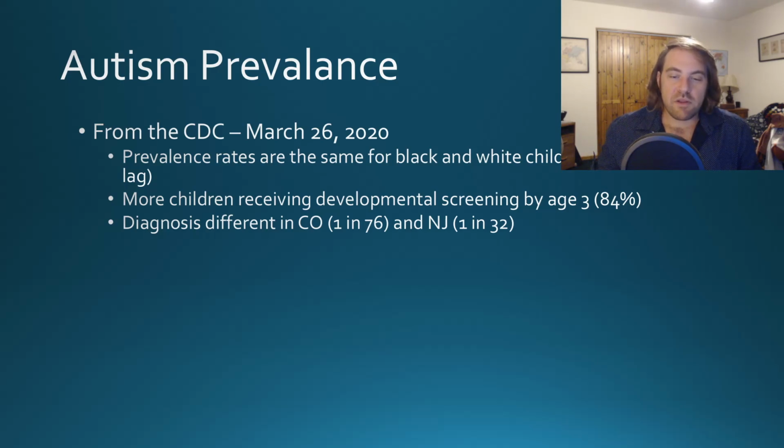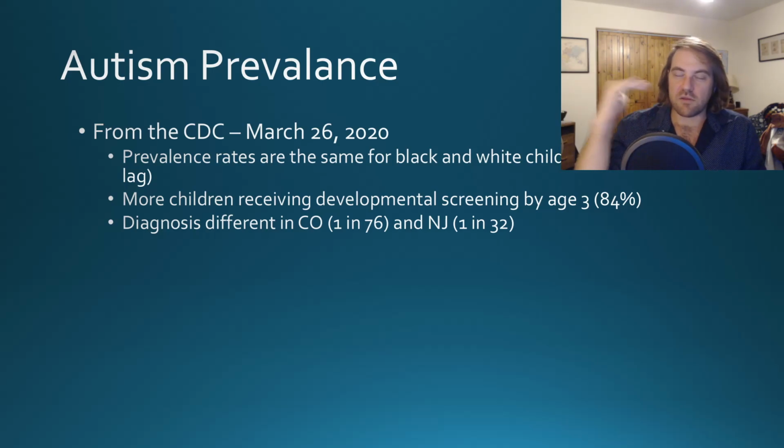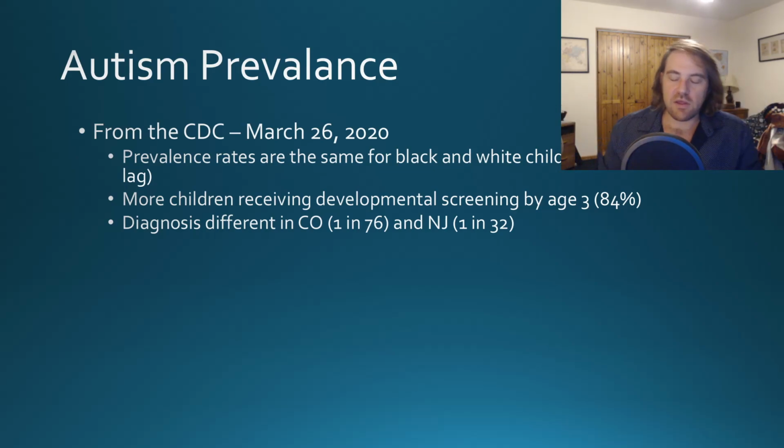More children are receiving developmental screening by age 3. That's obvious from what we just talked about: if all different races' prevalence rates are equalizing, they're not equal yet, but they're equalizing, then that means more children are receiving developmental screening by age 3, which is when you want to do it. You want to hit it early to make the most strides. Just like every other disorder we've talked about, early identification is key. About 84% of children are getting screened by age 3.